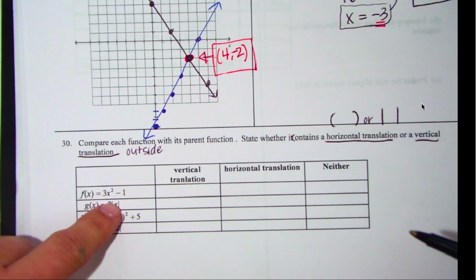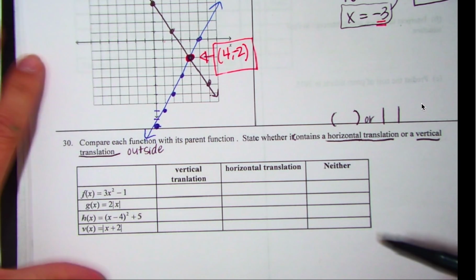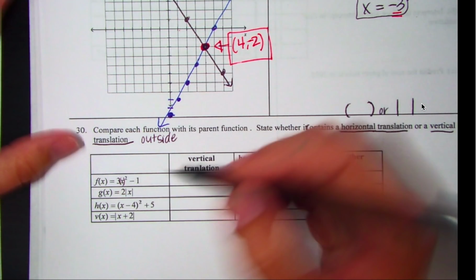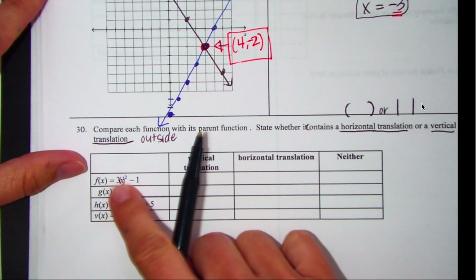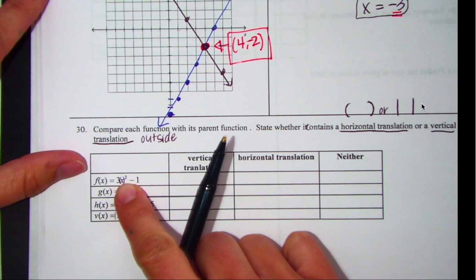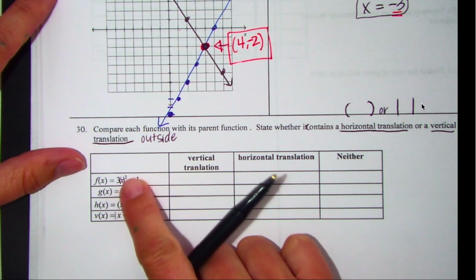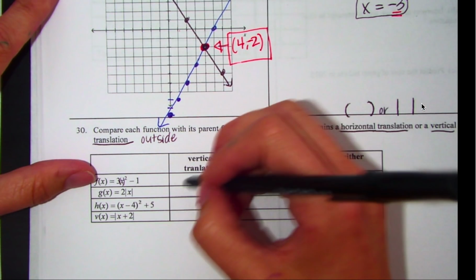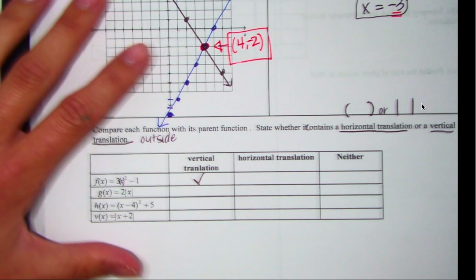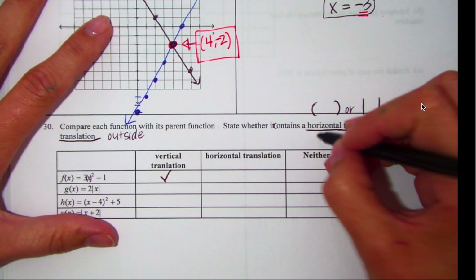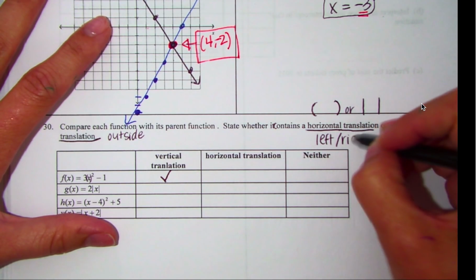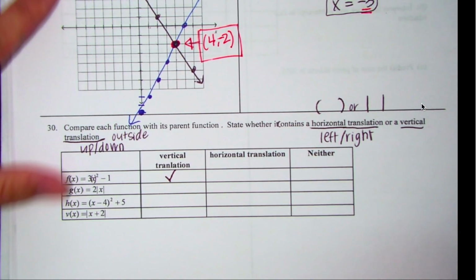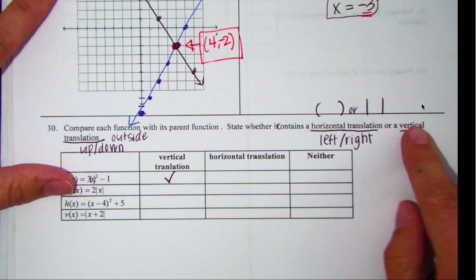So right here, I have 3 times x squared minus 1. If we did have parentheses, they're just imaginary parentheses. There's a plus 0. So there's nothing happening inside parentheses, so there's no horizontal translation. But the minus 1 on the outside tells me to move down 1. This is a vertical translation. And let me write that for you guys. Horizontal, again, means go left or right, and vertical means go up and down, just to clarify that. Horizontal, left and right, and then vertical, up and down.